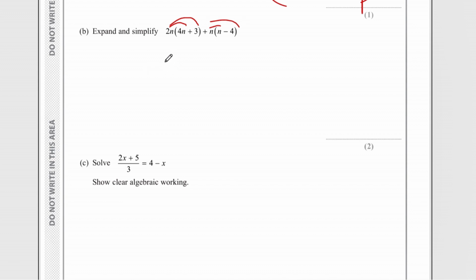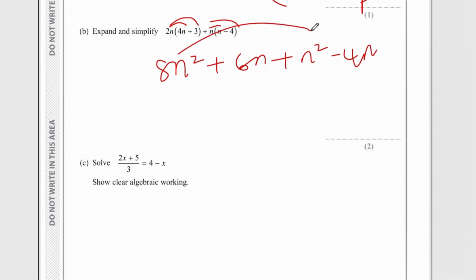So 2n times 4n is 8n squared. 2n times 3 is 6n. Then n times n is n squared, and then minus 4n. So 8n squared plus n squared would be 9n squared. Then 6n minus 4n is 2n. So 9n squared plus 2n, and that's the final answer.